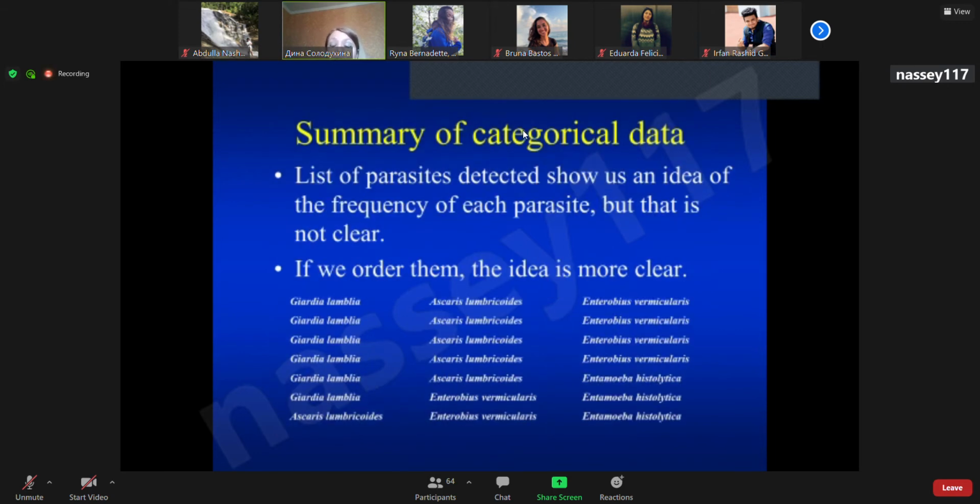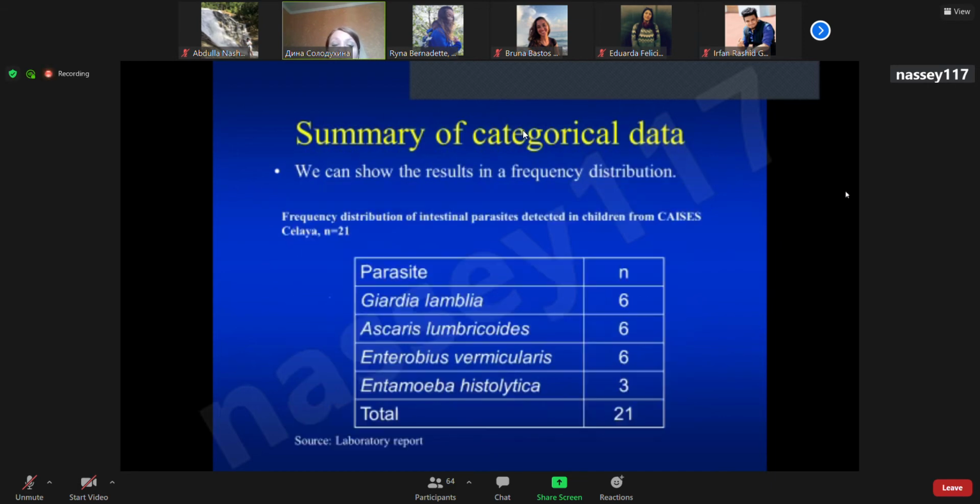We will, first of all, order. For example, here we arrange them according to similarities, and then we make up a table where results are summarized by the type of the parasite, and you have Giardia lamblia, 6 cases, Ascaris lumbricoides, 6 cases, Enterobius vermicularis, 6 cases, and Entamoeba histolytica, 3 cases. So this is a table which summarizes information about intestinal parasites detected in children, in 21 children.